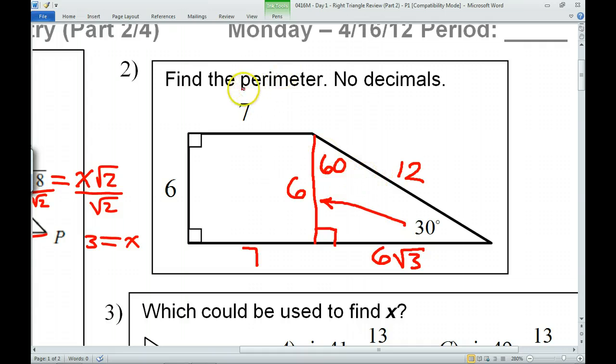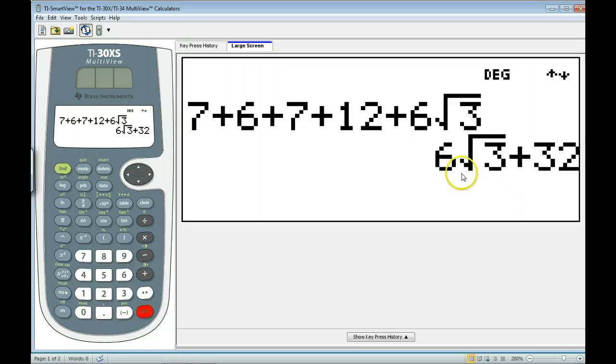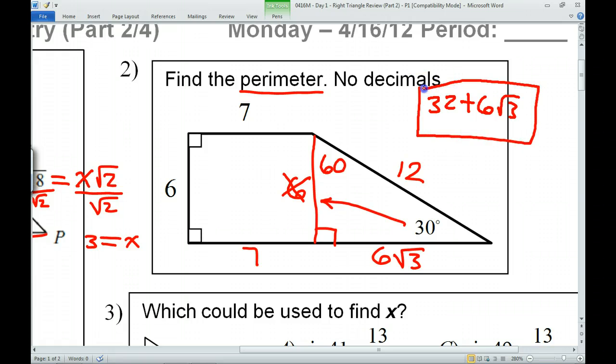Now, we're supposed to find the perimeter of this shape. Of course, the perimeter is going to be the sum of all of these sides. Make sure when you're calculating the perimeter that you do not add this extra 6. So here's the sum of all the sides of that trapezoid, and you can see that that is 6 radical 3 plus 32, which would be the same thing as 32 plus 6 radical 3. Either way, that's going to be the answer to number 2.